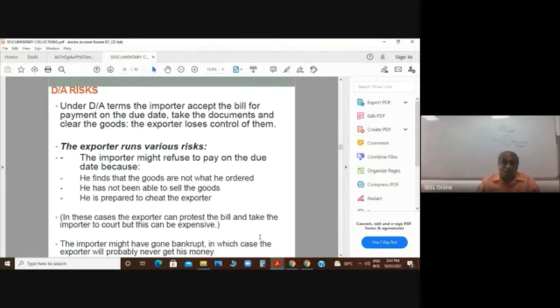But it is very expensive. The importer might have gone bankrupt, in which case the exporter will probably never get his money.